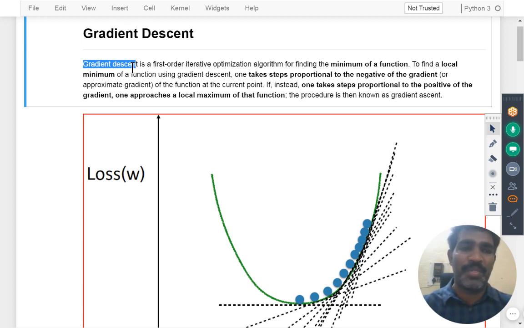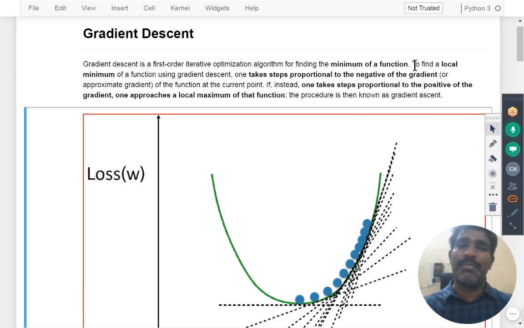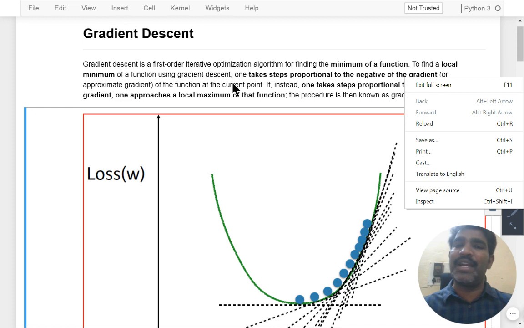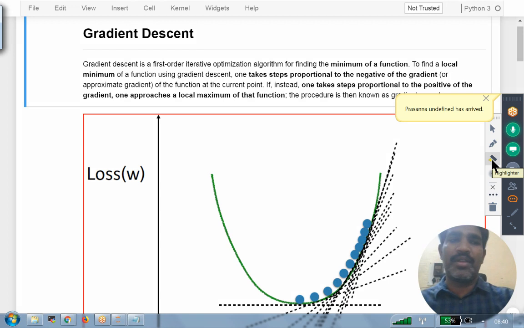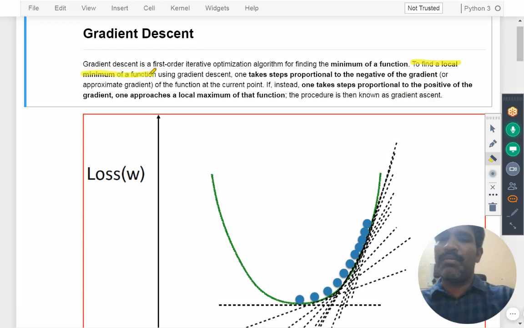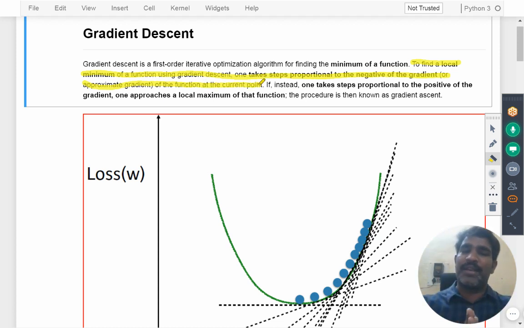Now, the next point is: to find a local minimum of a function using gradient descent, take steps proportional to the negative of the gradient. What is the meaning of this? We have to understand it. To find a local minimum of a function using gradient descent, one takes steps proportional to the negative of the gradient, or approximate gradient, of the function at the current point. Let us focus on that line and speak about it now.